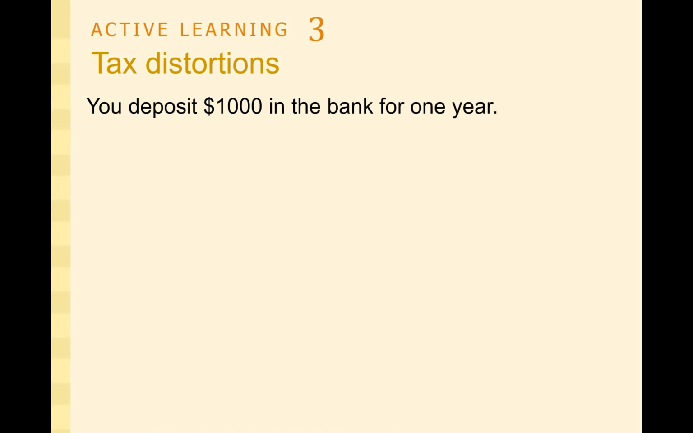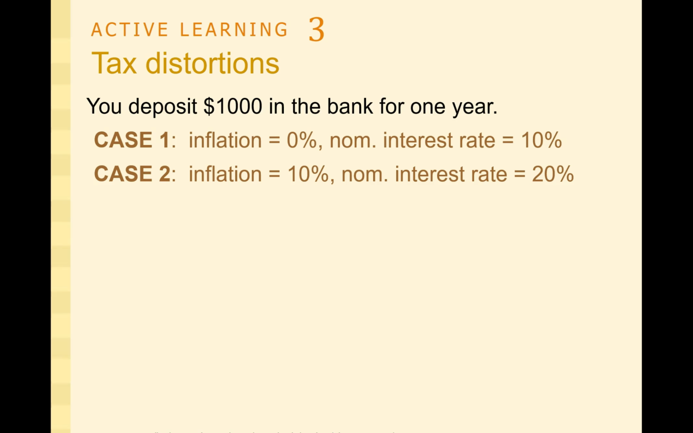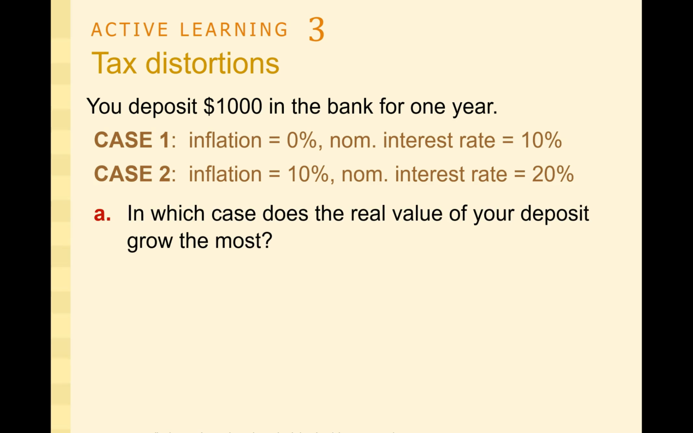So here's an example of tax distortion. You deposit $1,000 in the bank for a year, and in the first case, there is no inflation. The nominal interest rate is 10%. In the second case, you've got 10% inflation with a nominal interest rate of 20%. And we're asked to see which case gives us a real value of the deposit that grows the most.